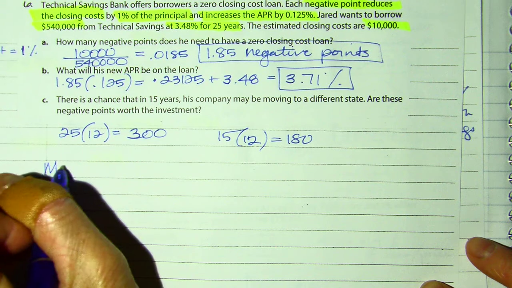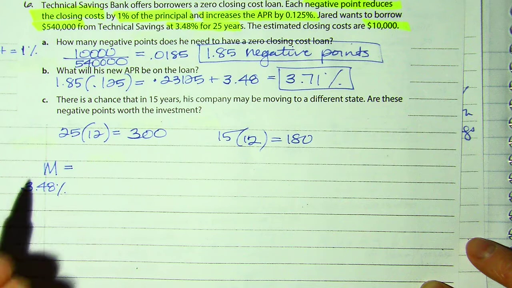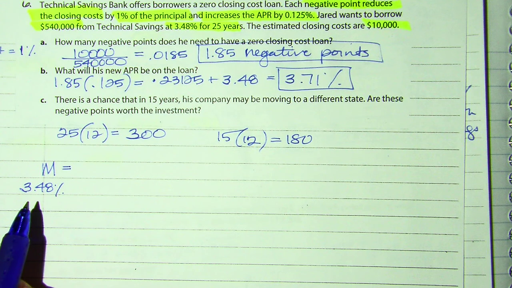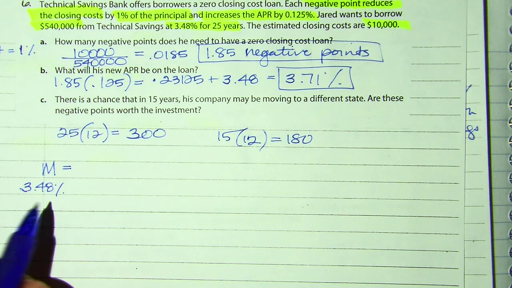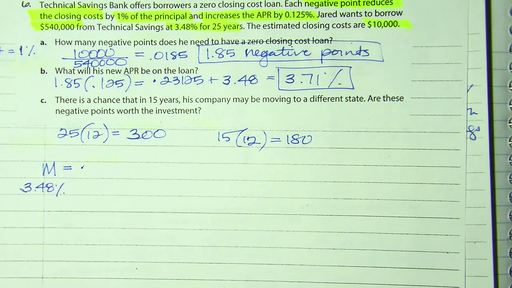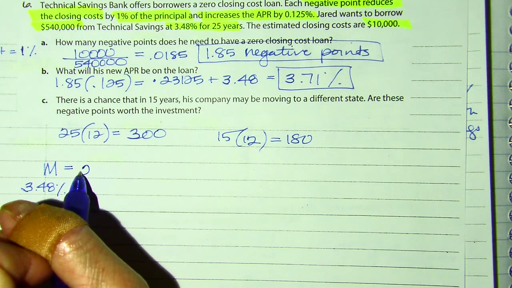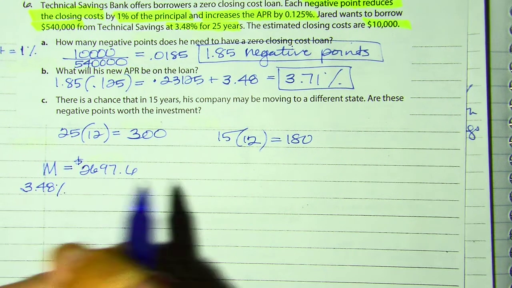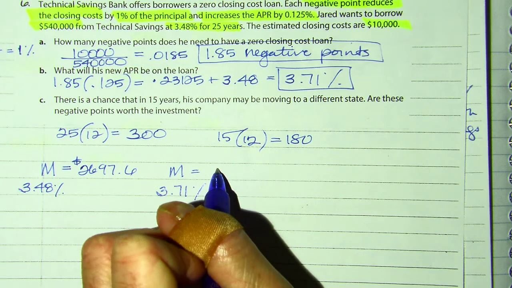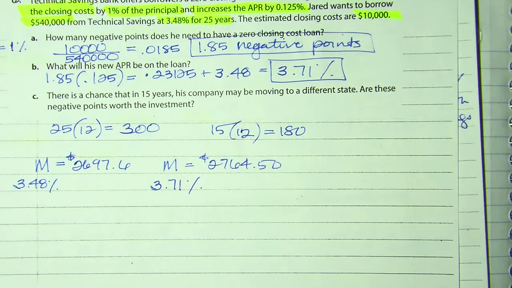So if I calculate his monthly payment at the original 3.48%, I got a monthly payment of $2697.6. When I calculate his monthly payment for the higher rate, 3.71%, his monthly payments are now $2764.50. So notice he's paying more per month.